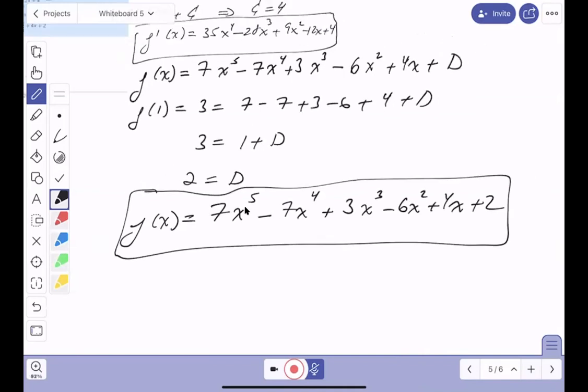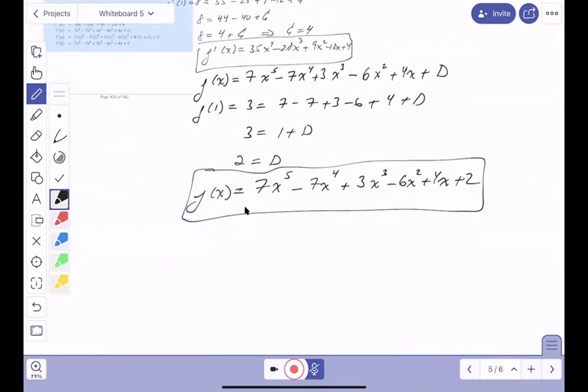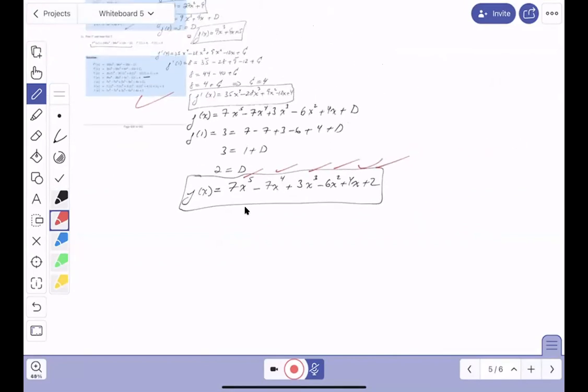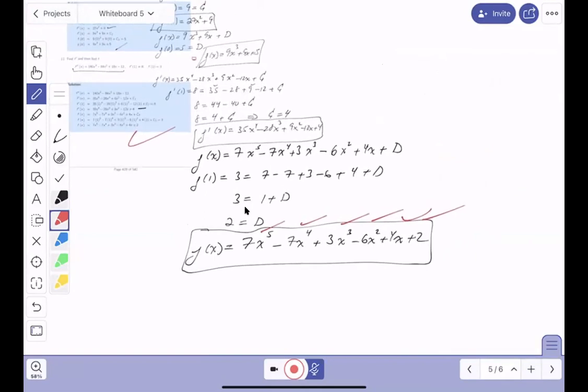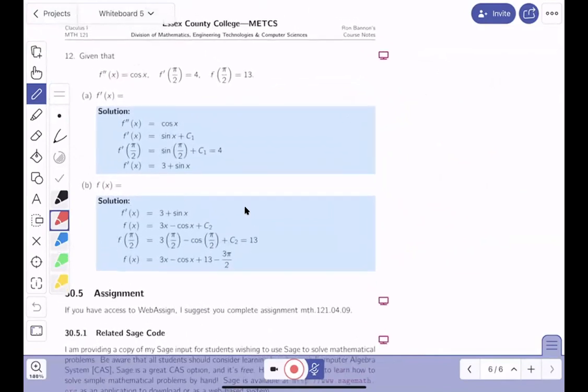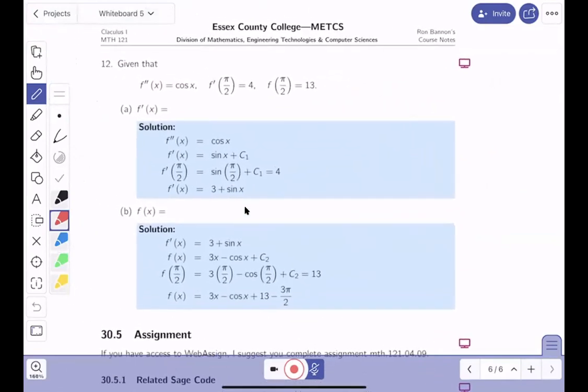All right, let's take a look at the key, see if we got it right. Who knows? Maybe we got this one wrong too. I'm seeing the 7x to the fifth. I'm seeing the minus 7x to the fourth, 3x cubed, minus 6x squared, plus 4x plus 2. Looking good. What are we going to do now? I guess we'll go to the next question, and that's going to be number 12. All right. Now, I'm looking at this one. It says, given that f double prime of x equals cosine x.